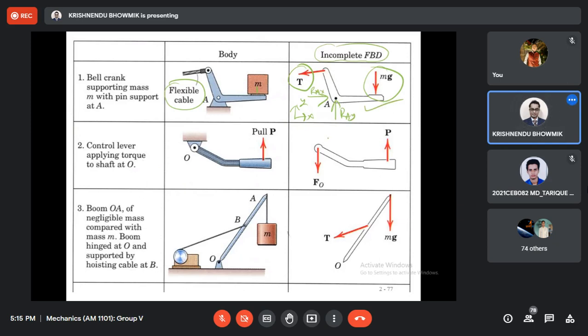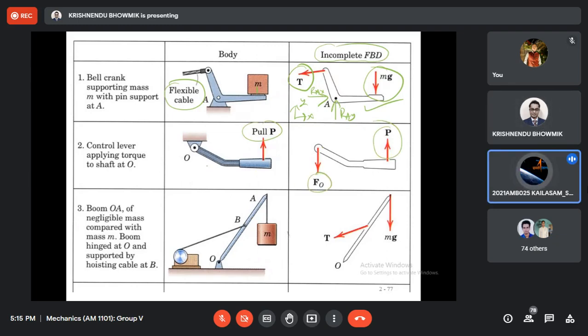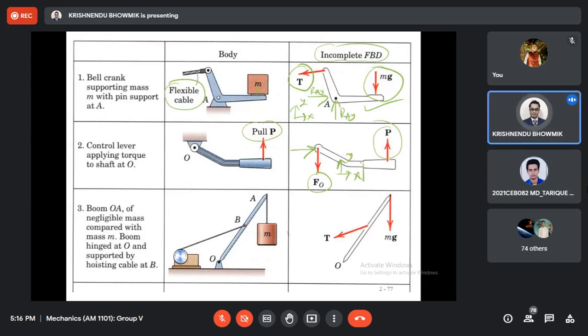Now this one, this is the pull P, correct? And this has been given here. Is it correct? So we are also missing the hinge reaction in the horizontal direction. Okay. X and Y. Weight. If it is some weight, then give the weight mg. Very good.